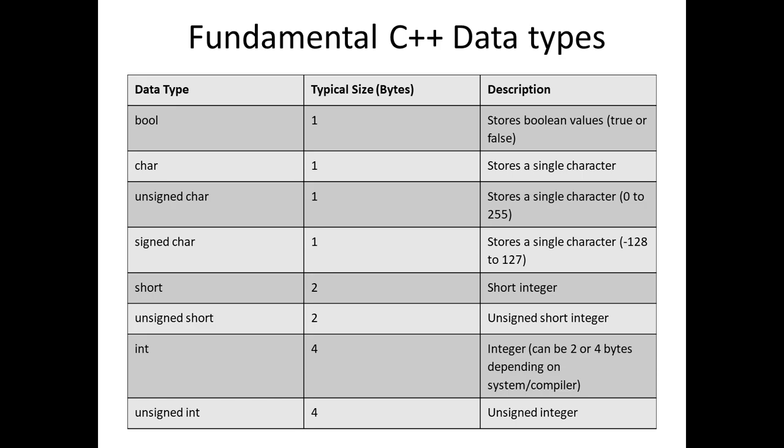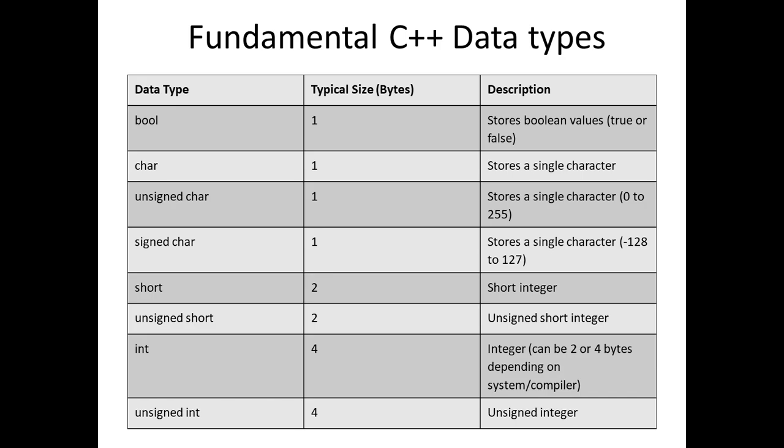Then the next data type is the char. The char data type is also 1 byte in size. And what does it store? It can only store just a single character. Then another form of it is the unsigned char. Unsigned char is also 1 byte. It stores a single character that is represented as the value 0 to 255.